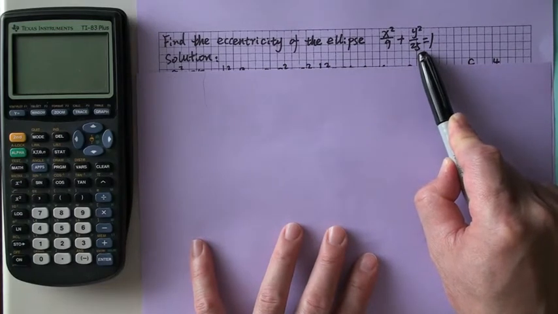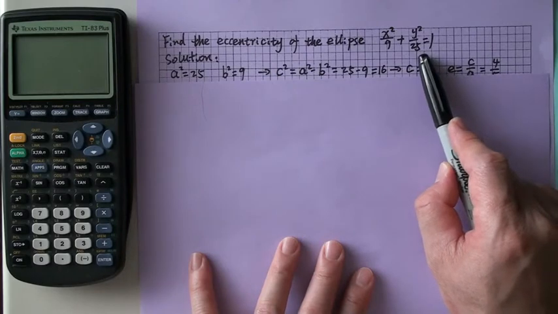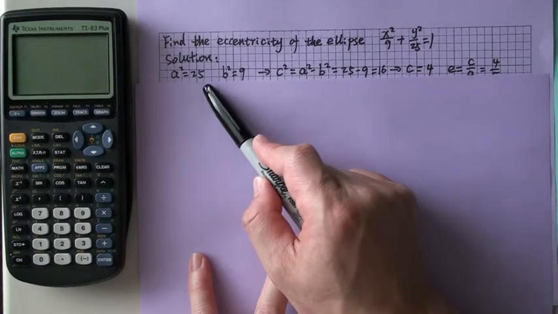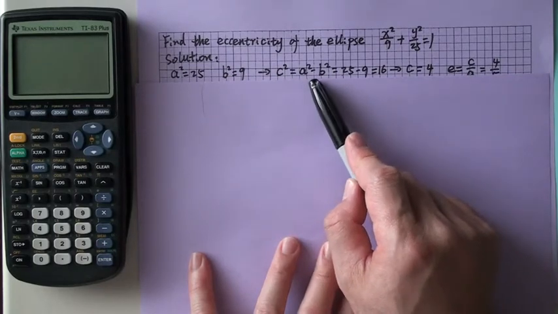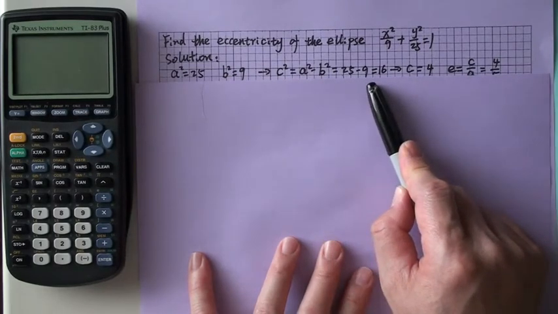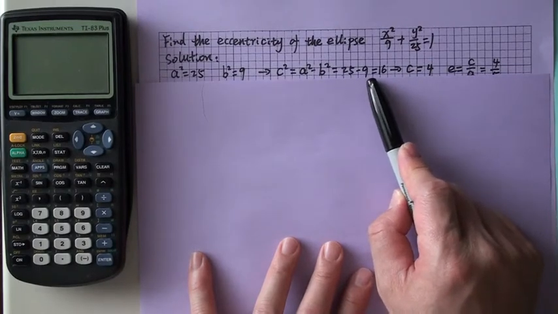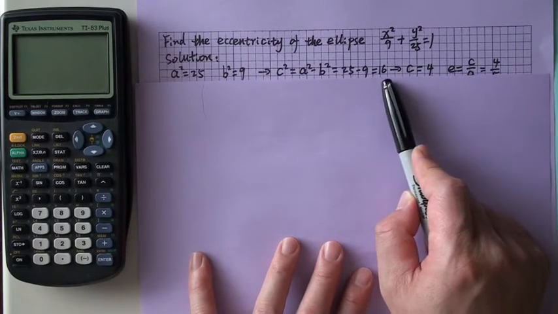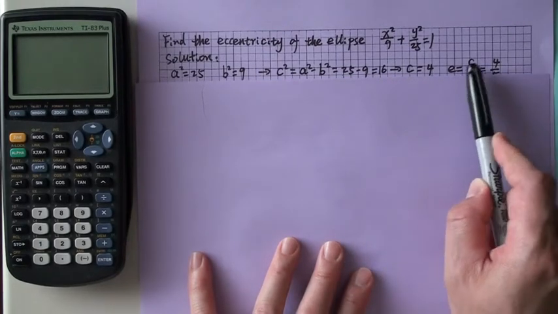You may not need to in this case. You see which one is bigger, which one is A. So you have A squared is 25, B squared is 9. And then you can find C by this identity. That's 25 minus 9, which is 16. Then C comes to be 4.